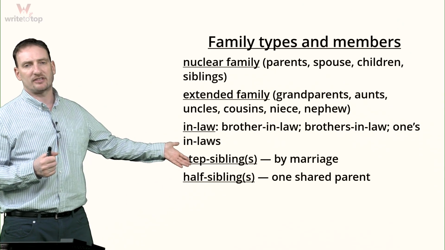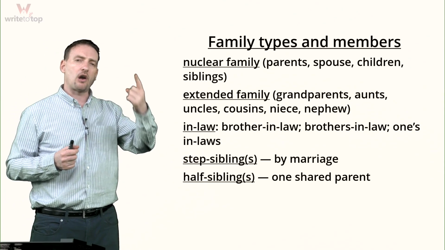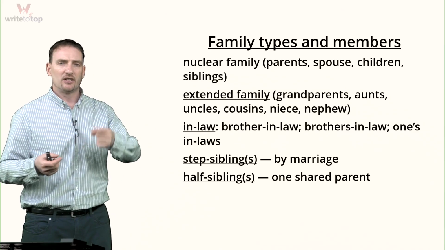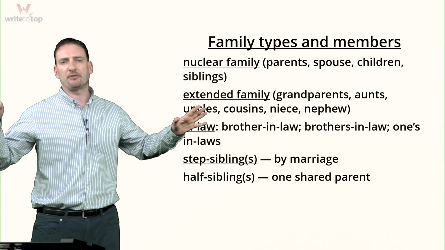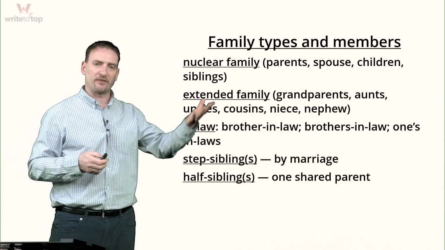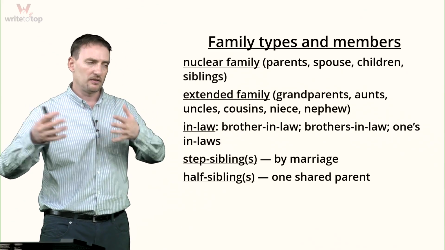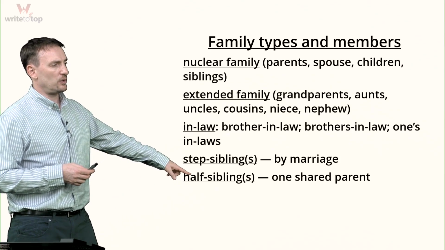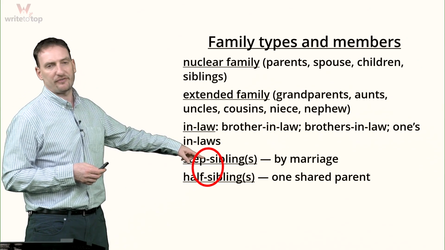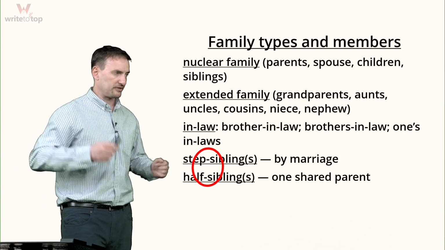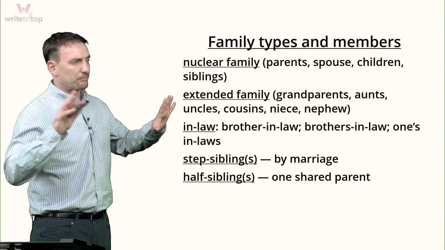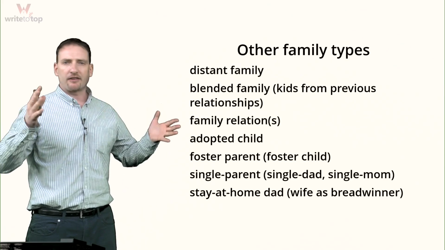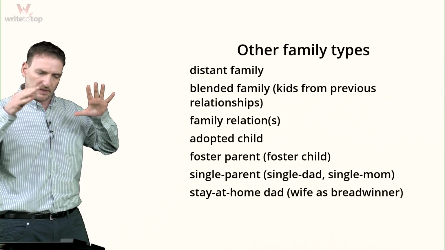And then you have half-siblings. When you have one common parent to two children, they are half-brother, half-sister. So one mother, but two separate fathers, then they're halves. Or one father, two different mothers, they're half-siblings. So one shared parent, okay? Notice also, I have the hyphen when I talk about stepbrother, stepsister, etc. So, family types.